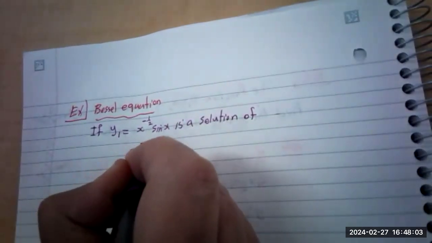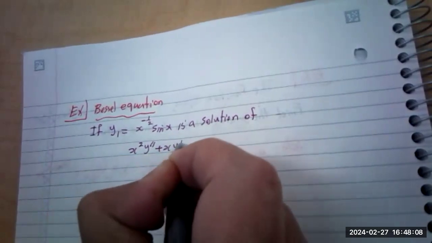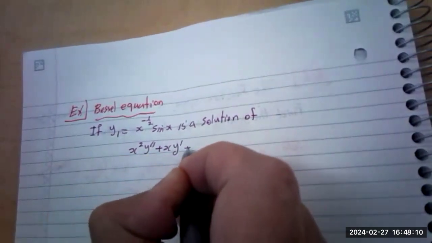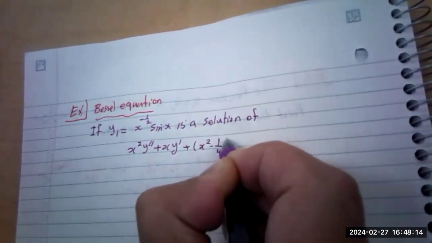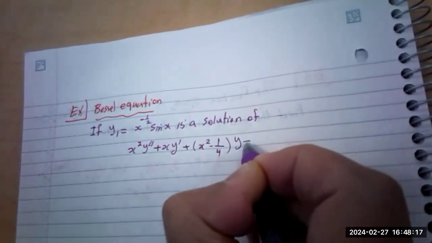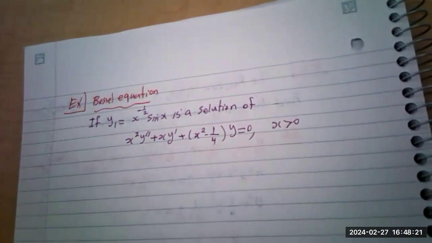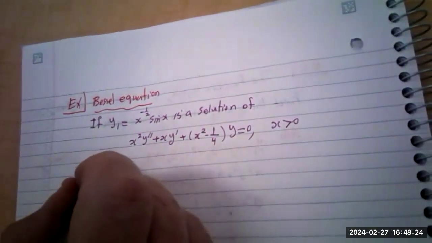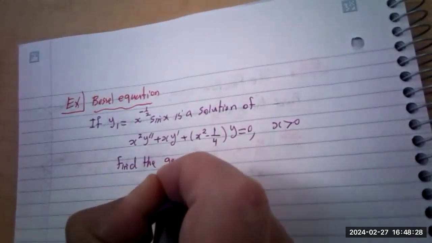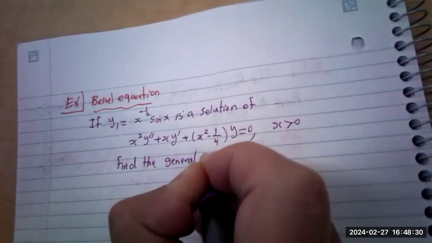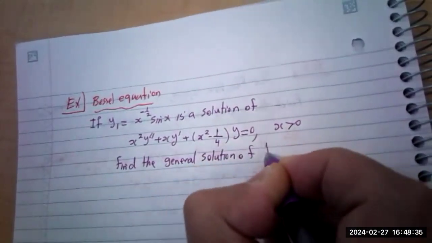Again, look at the equation, x squared y double prime plus x y prime plus x squared minus a quarter times y equal to 0. X is a positive number. If this is going to be the case, we wanted to find the general solution. Okay, find the general solution. General solution. Solution of the equation.